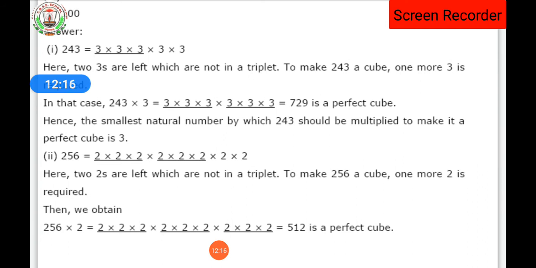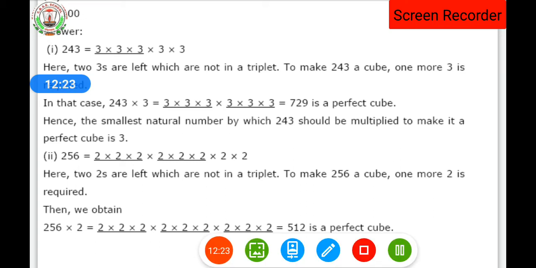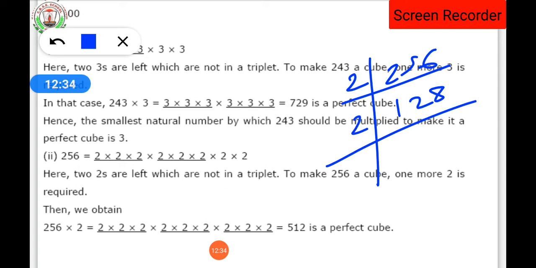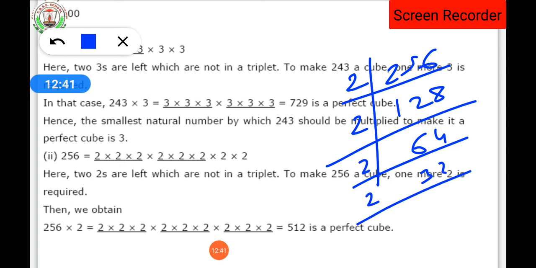Moving towards the second question, what are we having? 256. So with the number 256, we are going to find the factors of the number 256, isn't it? How to find the factors, everybody knows? That is 256. So here we are going to do it by the table of 2. So 2 into 128... 2 into 64, 2 into 32, 2 into 16, again 2, 8. And this 8 will be 2 into 2 into 2.